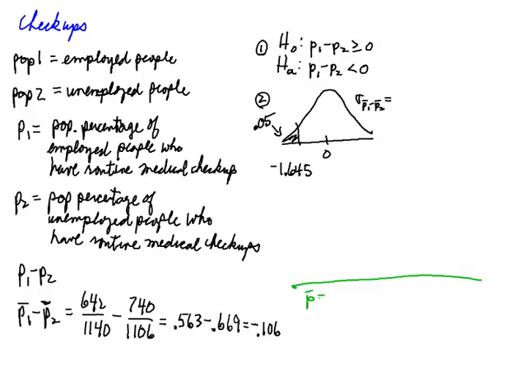In other words, if I'm on the lower end, assuming that these percentages are equal, I have two estimates of those percentages, so I'm going to average them or pool them. This is a weighted average. So this would be 1,140 times 0.563 plus 1,106 times the 0.669 over the sum 1,140 plus 1,106. Calculating that, I get 0.6152.